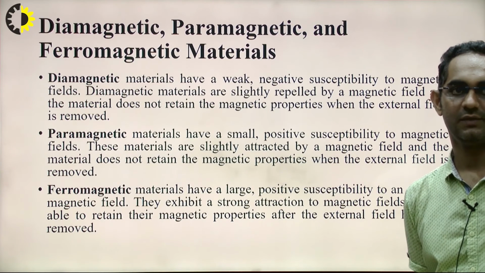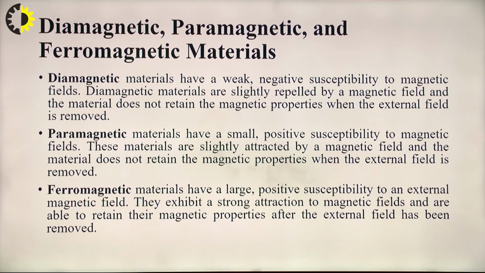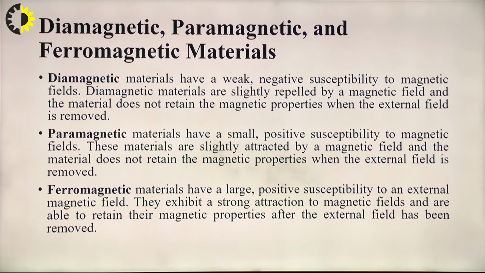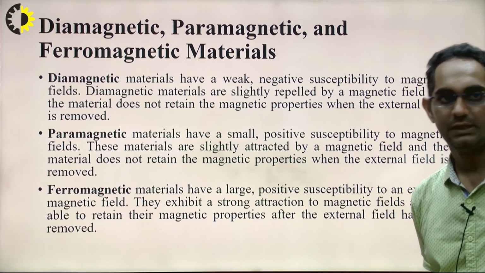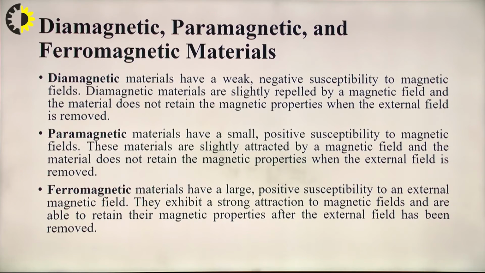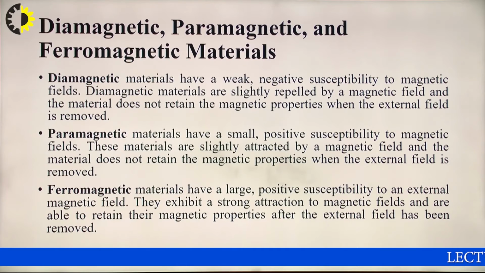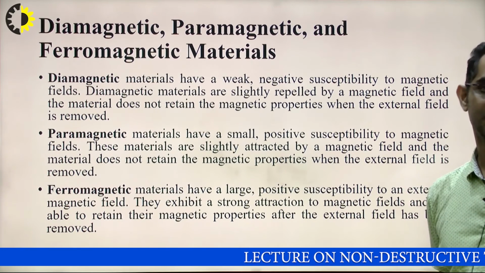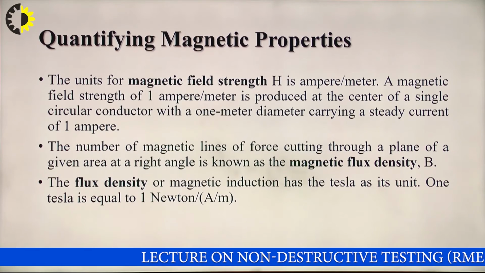Ferromagnetic materials have a large positive susceptibility to an external magnetic field. They exhibit a strong attraction to magnetic fields and are able to retain their magnetic properties after the external field has been removed.